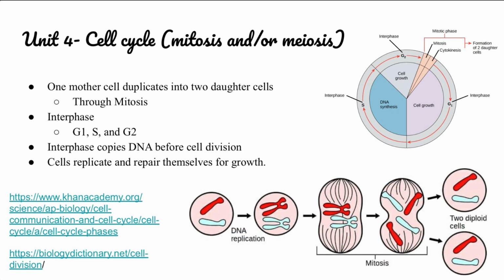During mitosis, one mother cell divides to form two identical daughter cells. Before this happens, the cell goes through interphase, which includes G1, S, and G2 stages. During interphase, the cell grows and copies its DNA to prepare for division. This process allows the cell to replicate and repair itself, helping organisms grow and maintain healthy tissue.